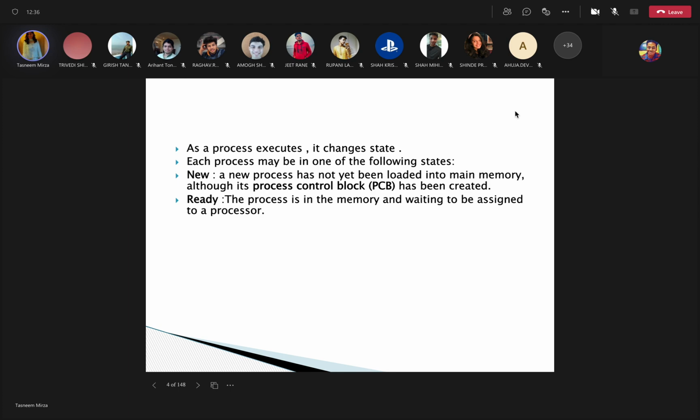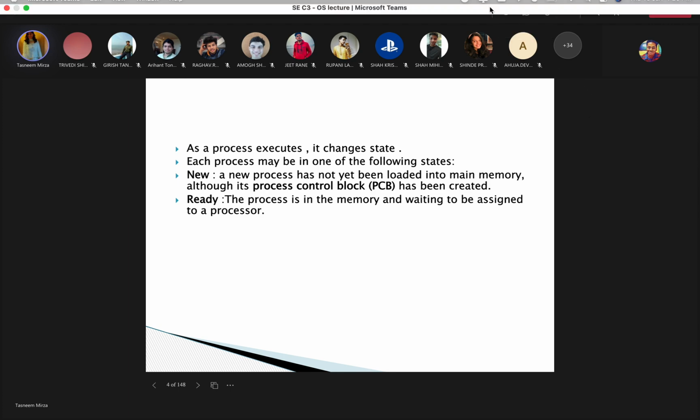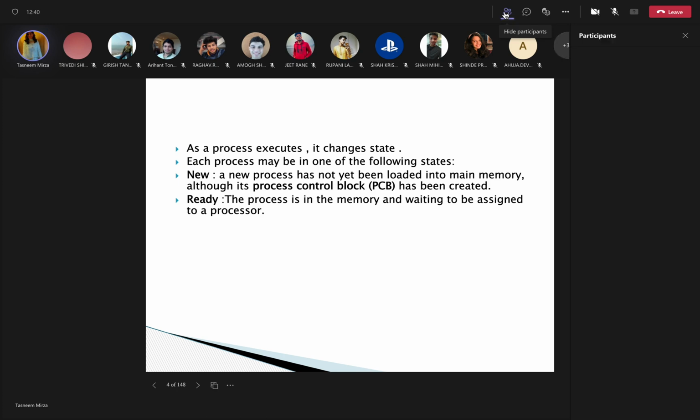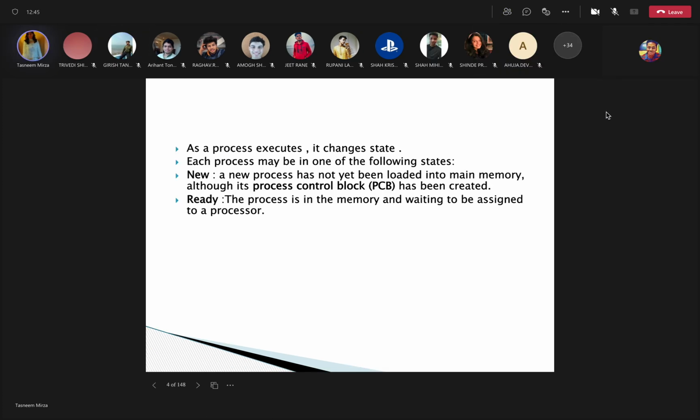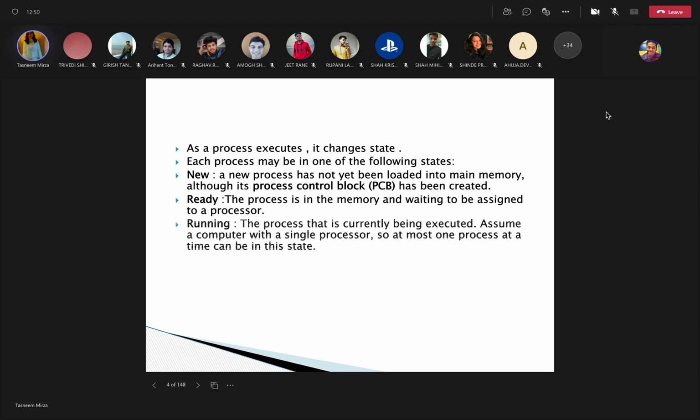Okay, coming to the next state. Next state is nothing but the running state. Any guesses what is the running state? As the name suggests, the process is now starting. Right. So that means the processor has been assigned and now it is executing. That's nothing but a running state. The process that is currently being executed. Assume we have a computer with a single processor, so at most one process can be in this state. So this is what I told you all a few minutes back, that when you have a single processor system, at a time only one process can be in the running state.